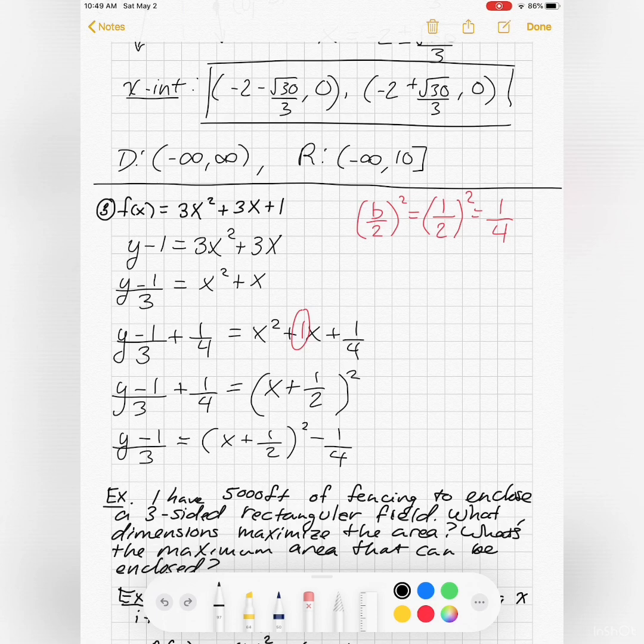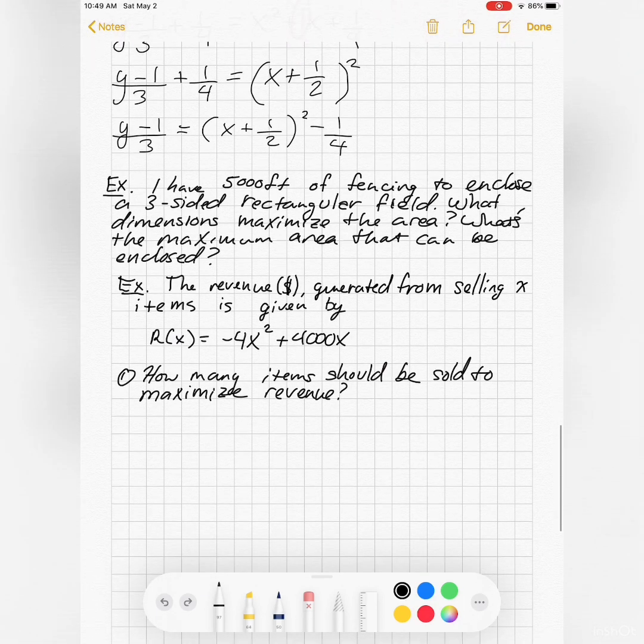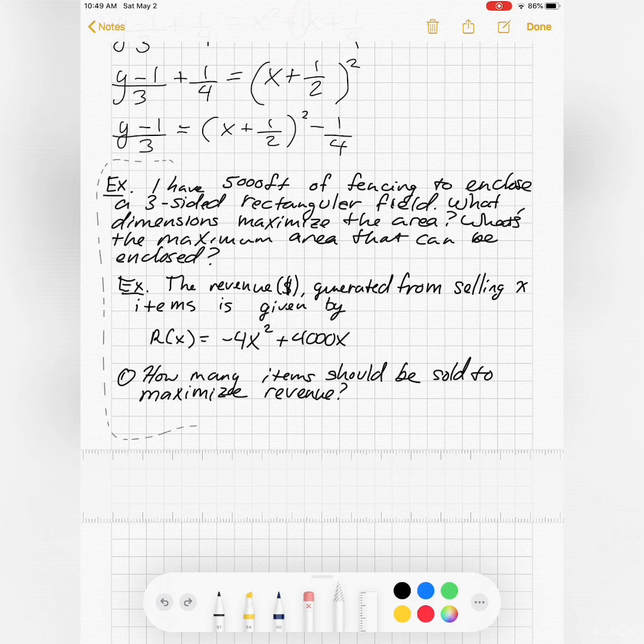I don't know if I'll try to squeeze it in there. I guess I'll move this stuff again and leave enough room. That's okay.